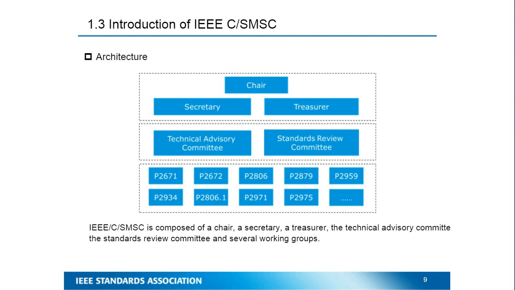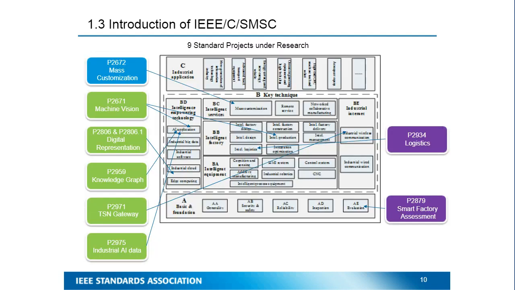As approved in the first plenary meeting of our standing committee, our committee is composed of a chair, a secretary, a vice chair, a technical advisory committee, the standards review committee, and 9 working groups. Among these 9 working groups, one of them focuses on smart services, which is our first topic today, mass customization. 6 of them, which is shown in green, is about how to apply new technologies into manufacturing. These technologies include machine vision, digital representation or digital twin, knowledge graph, TSN, gateways, and industrial AI. Also, we have 2 projects with respect to smart factory, which is shown in purple. In these 2 groups, the smart factory assessment and smart logistics are studied.